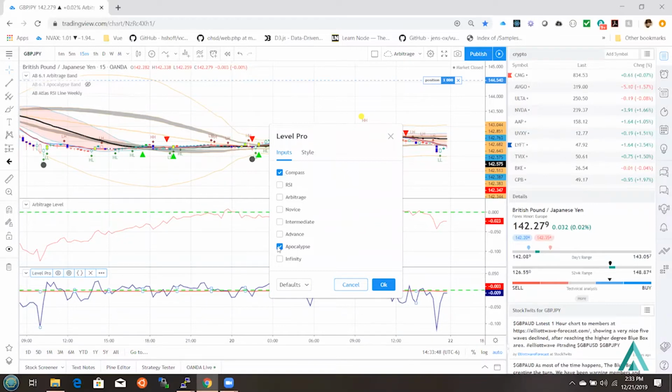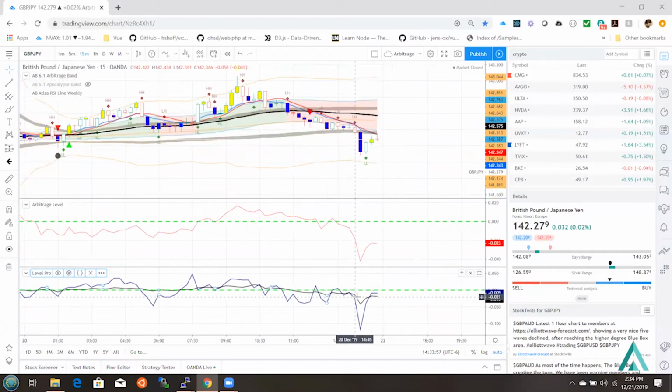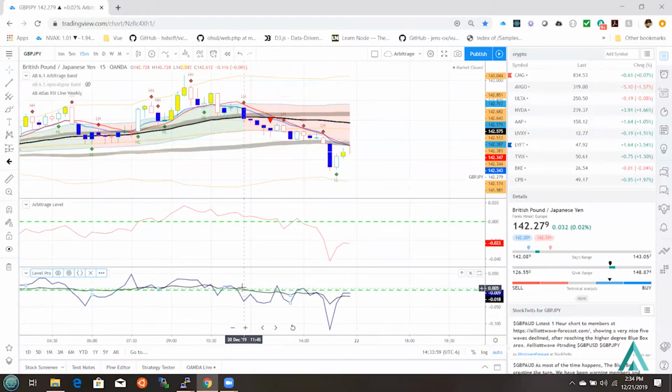So if I'm using the arbitrage band, I would maybe use the compass and the RSI line together to give me good confirmations of what's going on in the system. I see them both underneath right here. They're both underneath. Got a lower high. He went red.